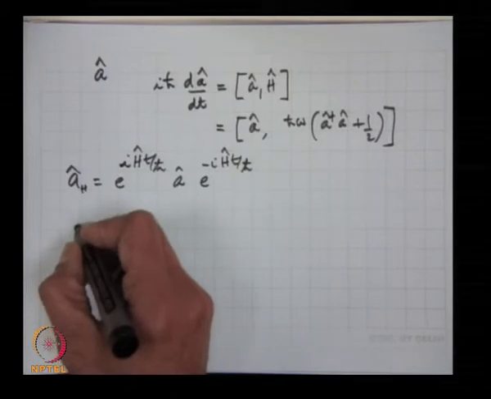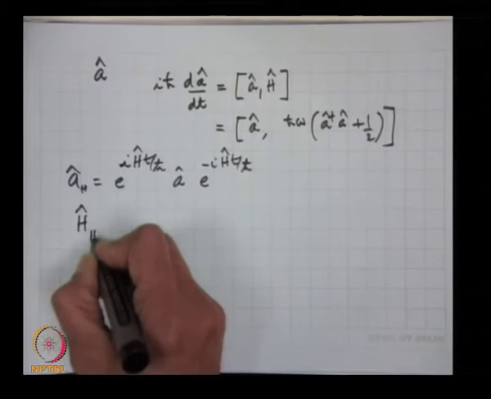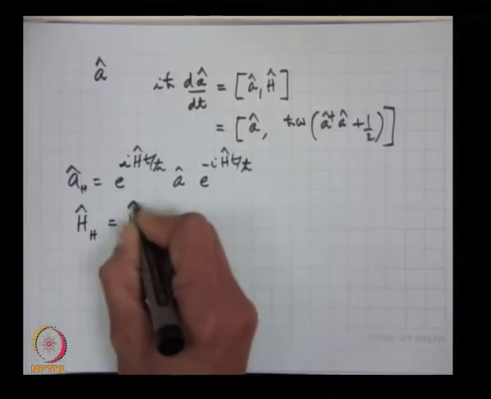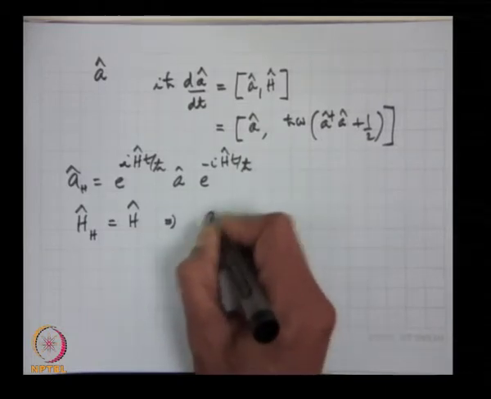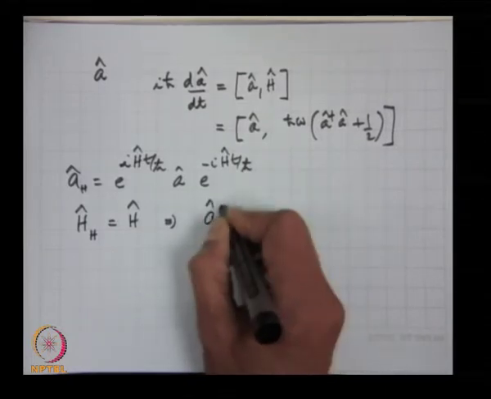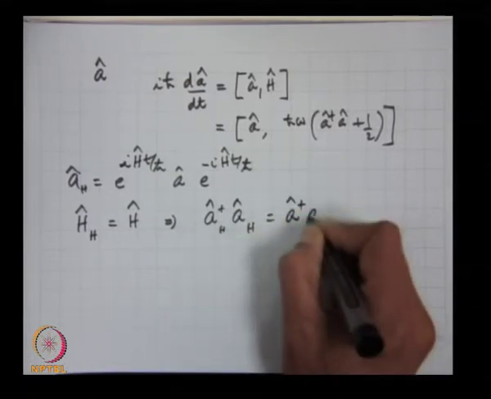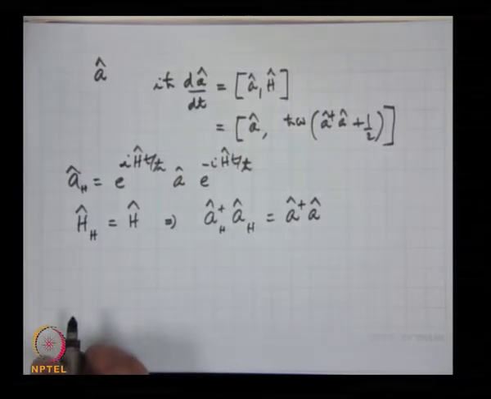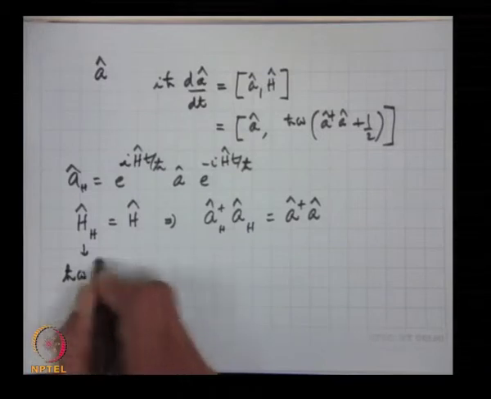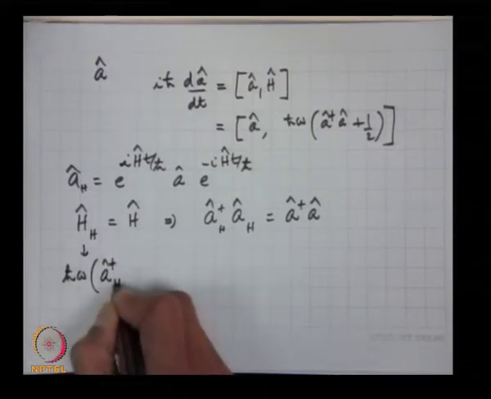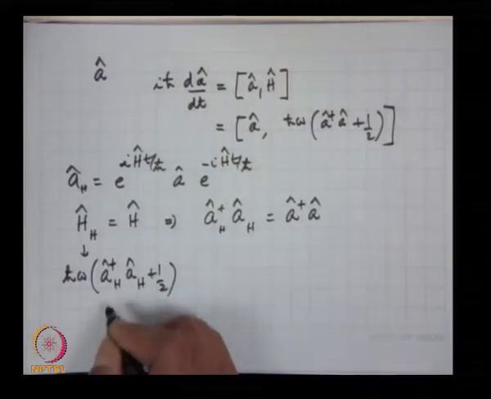I think I have to go back to the fact that the H operator in the Heisenberg picture is the same as the H operator in the Schrodinger picture. So this implies that A dagger H, AH, is equal to A dagger A, because H I will write as H cross omega, A dagger H, AH plus half, and similarly for the H operator.